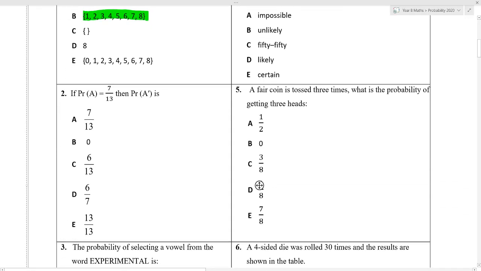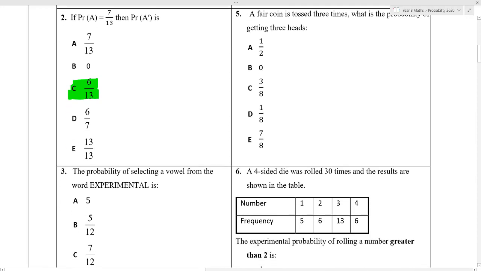If I've got the probability of A is 7 out of 13, how many would be not A? 6 out of 13. Yeah, that's right. So if 7 out of 13 are A, then 6 out of 13 are not A. All right, so that should be hopefully okay.